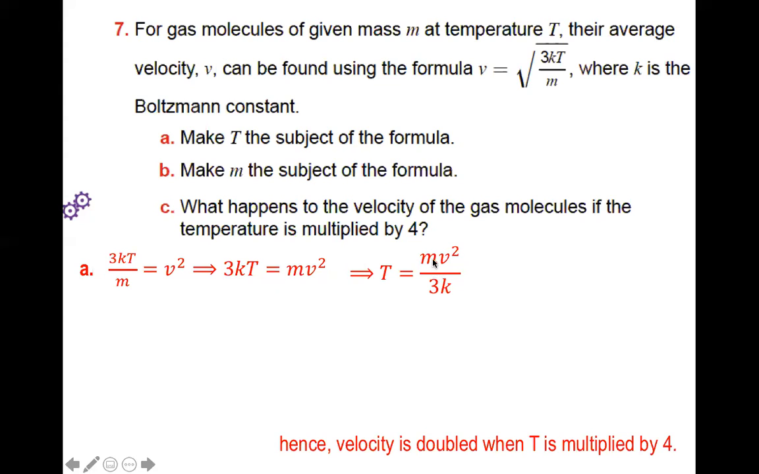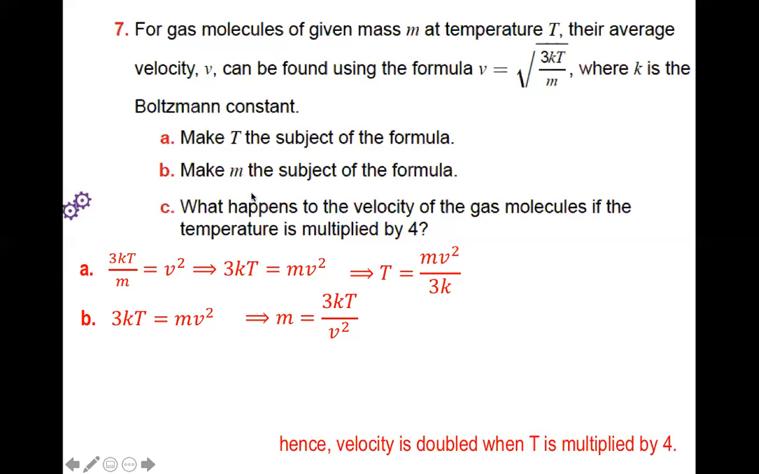Then they've asked us to make m the subject. So you could use this to make m the subject. Use the answer to this. So then you would times by 3k. That gives you 3kt equals mv squared. Then you divide by v squared. And that's you. You've got your second one, 3kt over v squared. Because all these formulas here are exactly the same, but written with a different subject.